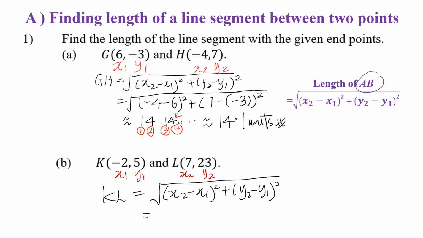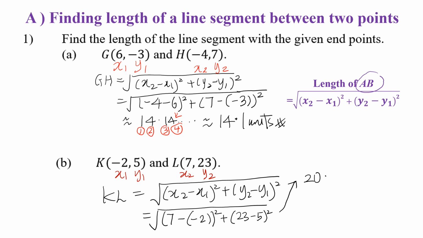Okay, next thing, do the substitution. Value for x2 is 7 minus value for x1 is negative 2. So make sure you bracket it. So 7 minus bracket negative 2 bracket squared plus open bracket again 23 minus 5 close bracket squared. And of course use your calculator to work this out, and you will get 20.1246, so on and so forth.